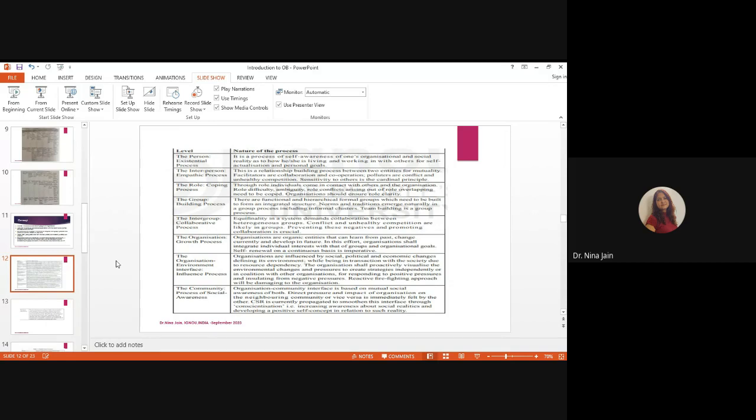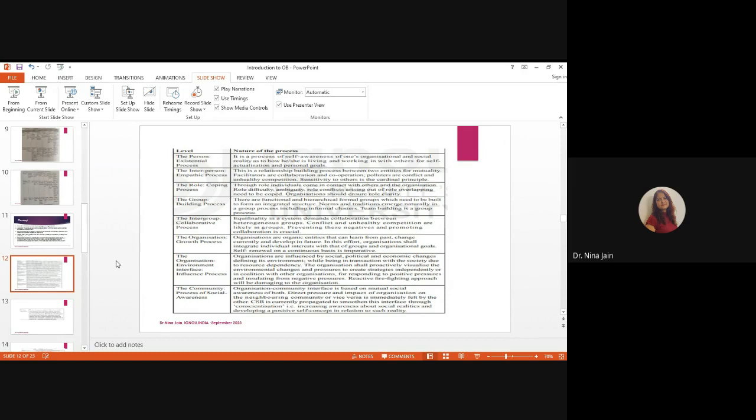Next level is the intergroup collaborative process. That means it is a collaboration between heterogeneous groups. For example, heterogeneous means there is a mix of gender, culture, caste. Yeah, there can be many. All these groups come together to work. But there can be conflict and unhealthy competition in the groups. So to prevent these negative effects, we have to collaborate and make each of these group members work together. So the intergroup collaborative process is the next level.